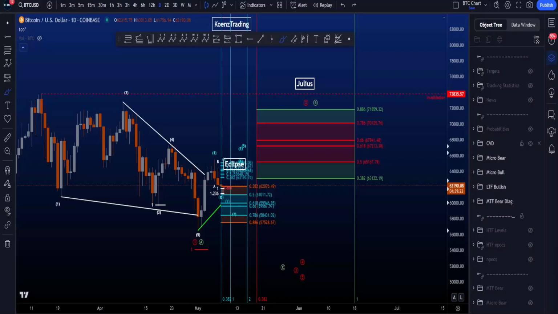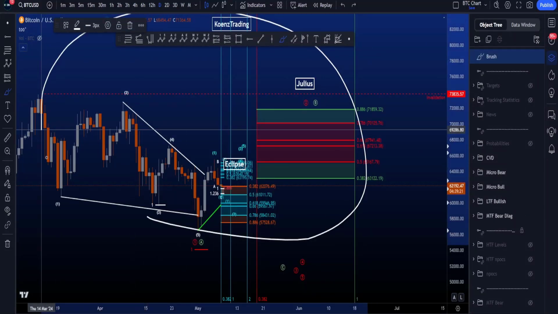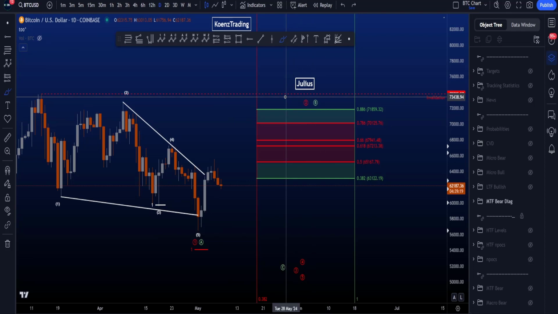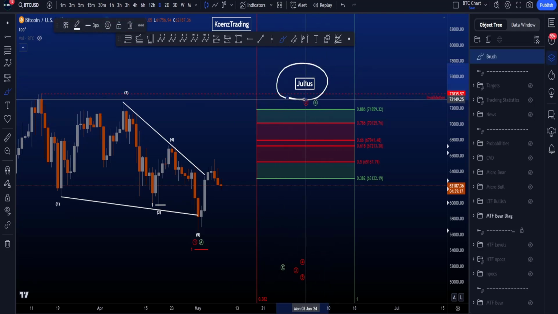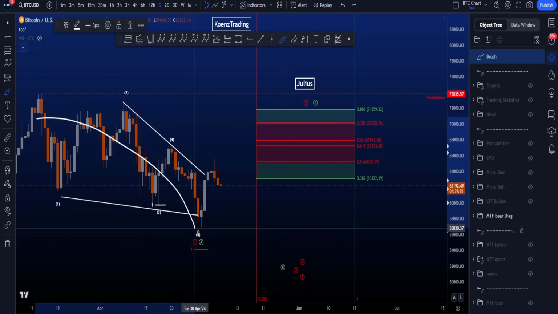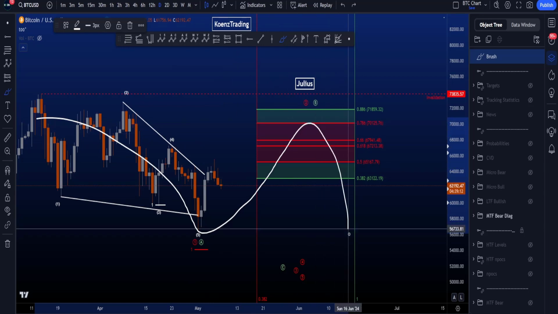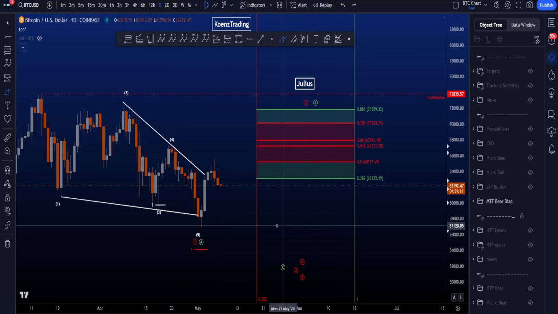Hi everyone, let's go over my bullish and bearish Elliott wave scenarios on Bitcoin, starting with the bearish scenario that Julius asked about during the live stream earlier today, where we have a wave 1 or A, 2 or B, and then a wave 3 or a wave C to the downside.